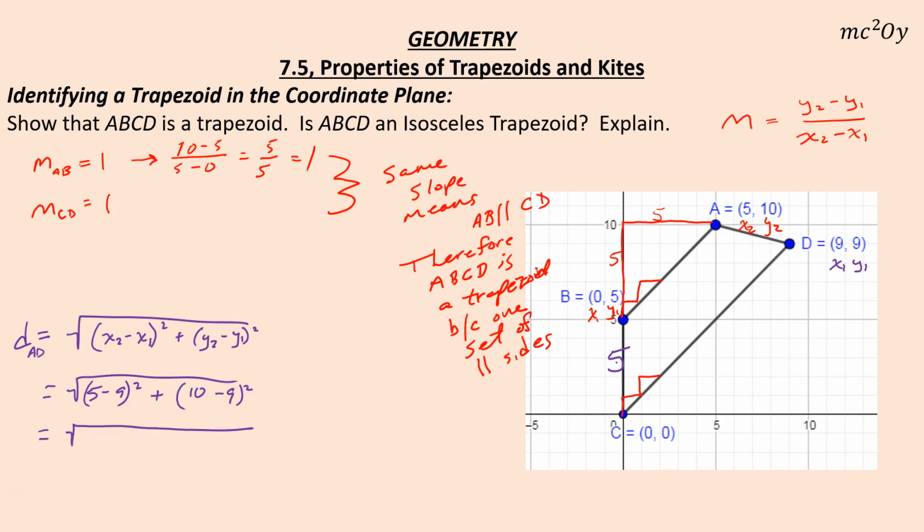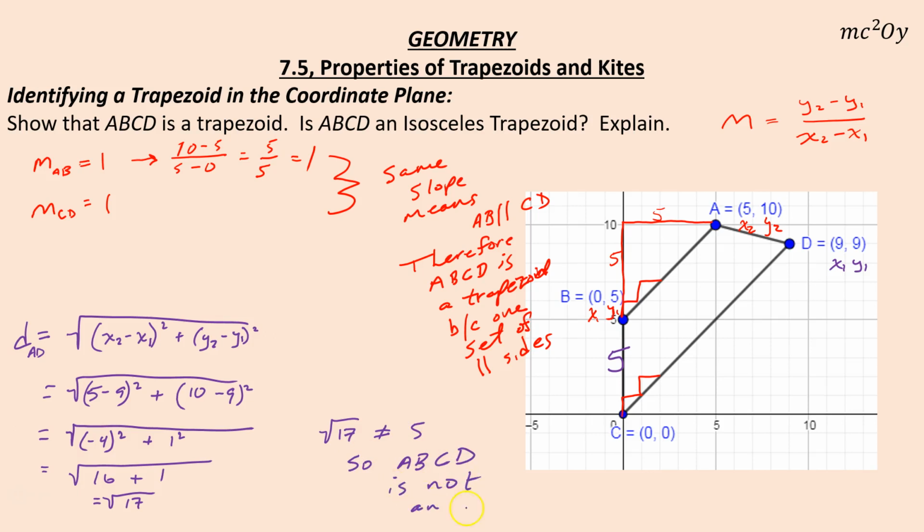I want to see if it's equal to 5, because if it's equal, then it's an isosceles trapezoid. So I have negative 4 squared plus, not 5 squared, 1 squared. So root 16 plus 1, or root 17. And root 17 is not equal to 5. So ABCD is not an isosceles trapezoid.